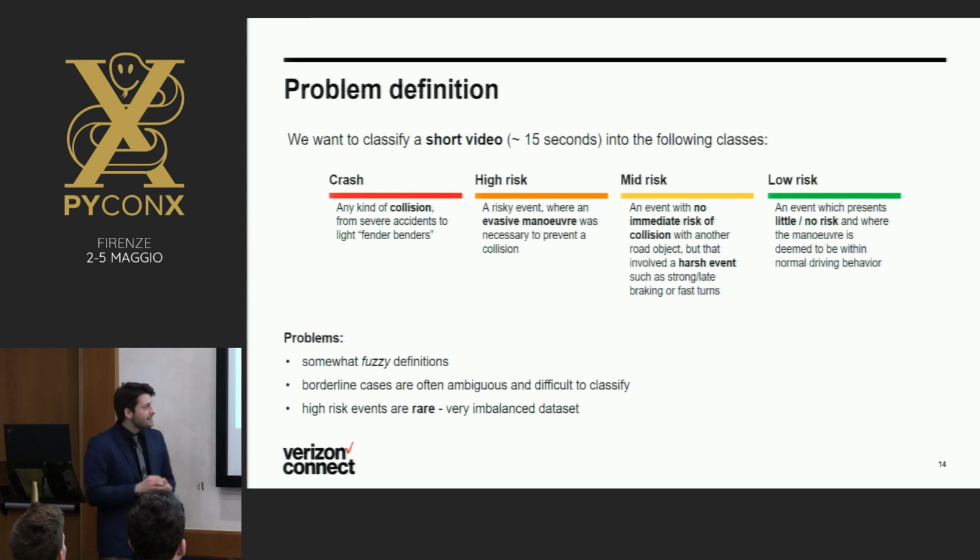Now, the problem is that these definitions are quite fuzzy and substantially overlap. So we have a lot of borderline cases when the event is actually difficult to classify. In addition, we've got the problem that this dataset is highly unbalanced because high-risk events, that are the ones that we want to focus on, are actually rare. So we're going to have a lot of low-risk events and only a few crashes and high-risk ones.